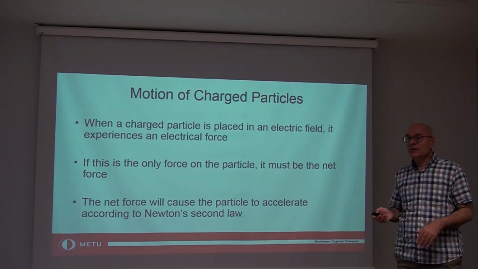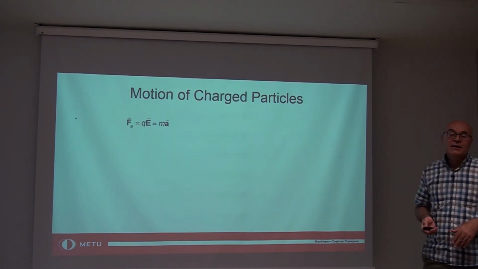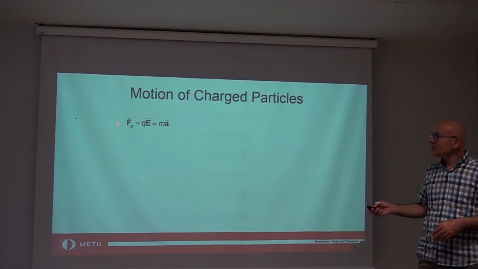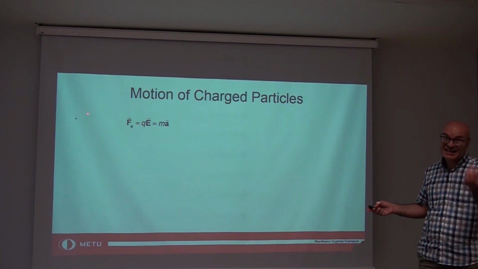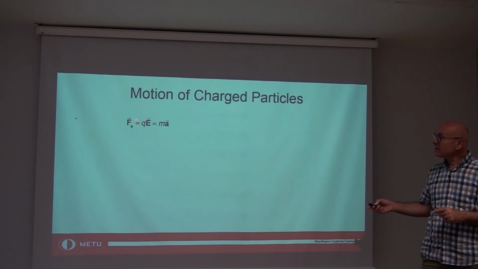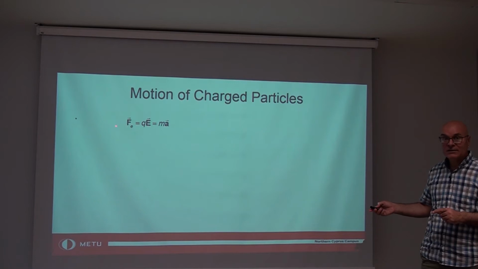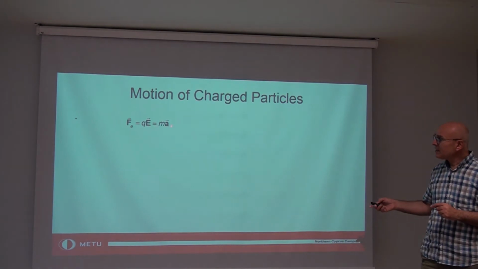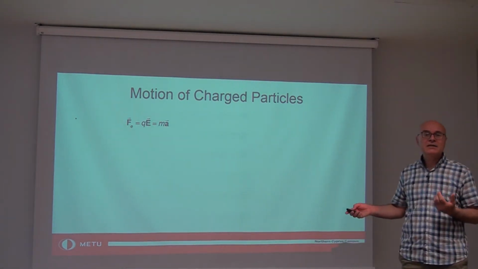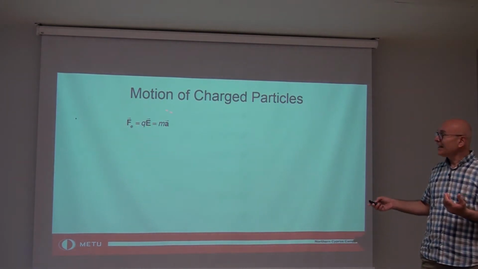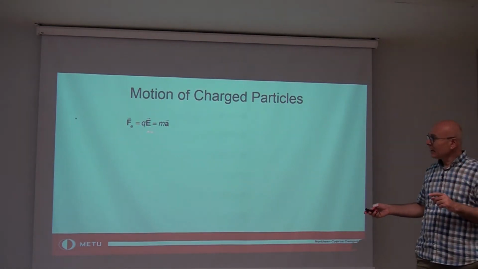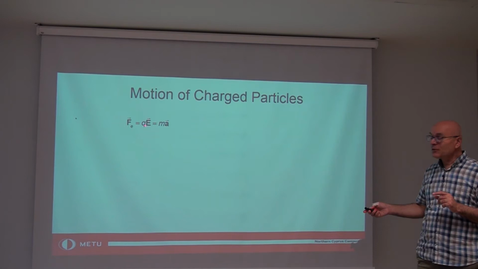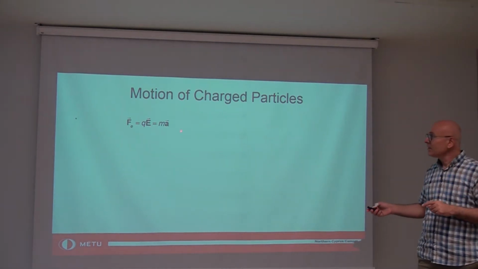Now this is what we will be talking about. Quantitatively, this is the situation that arises. The net force, or the electric force on the particle, which is the net force if it is the only force, is just equal to q, the charge of the particle, multiplied by the electric field. And this net force is equal, according to Newton's second law, to the mass multiplied by the acceleration vector. This is a vector equation, and remember that when you substitute in the vector form, you substitute q here along with its sign.